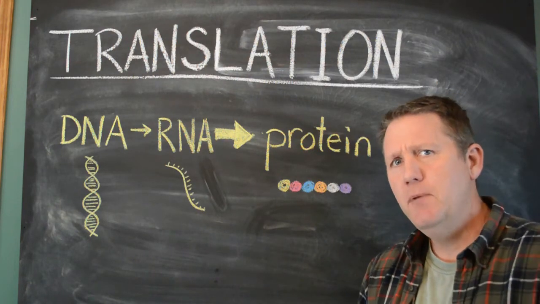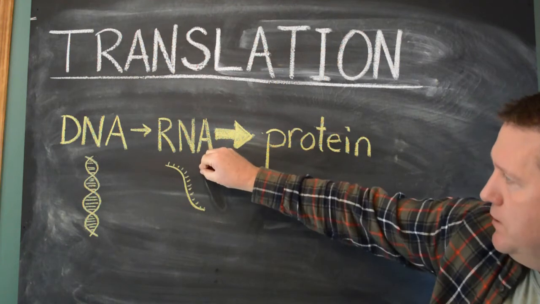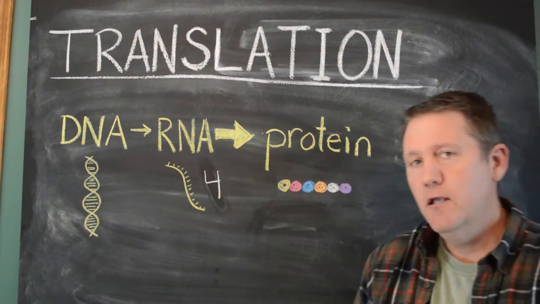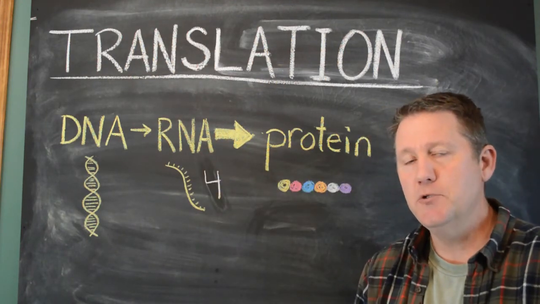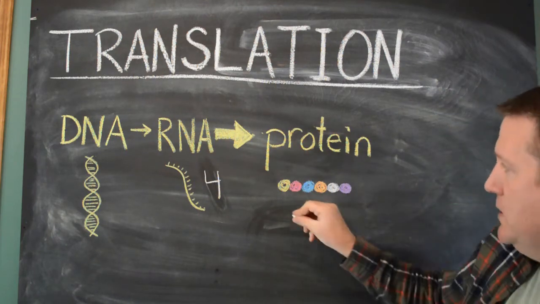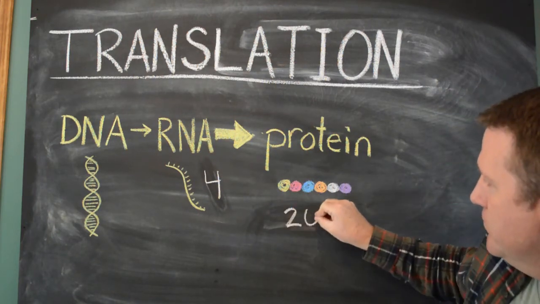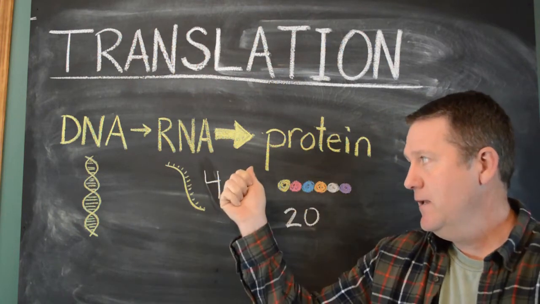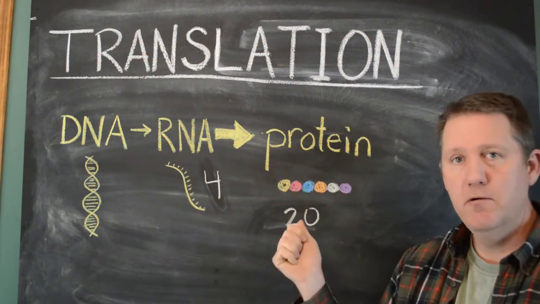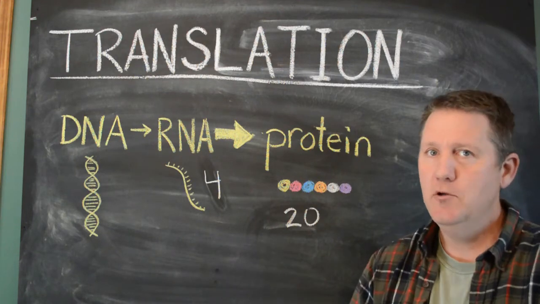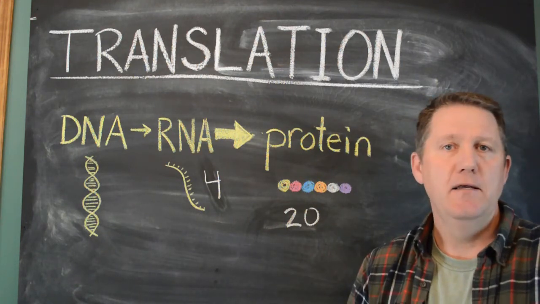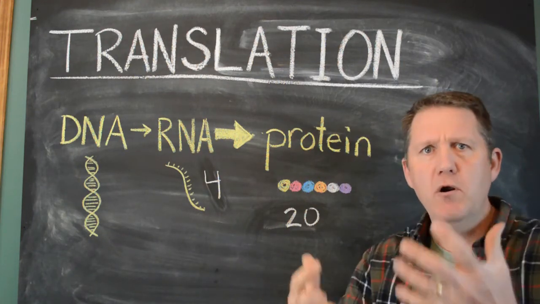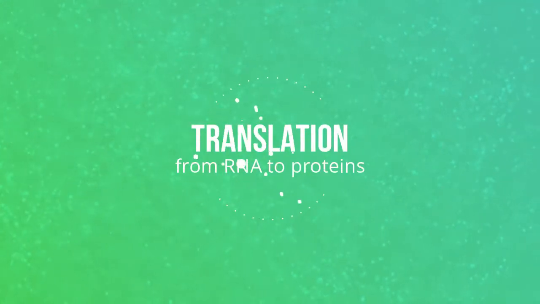But this one, the big trick is, RNA is written in a code of 4 different nucleotides, but now we're moving to a protein language with 20 different amino acids. So we can't just have A stand for methionine. We're going to have to do a little more than that to get this done. Plus there's just more players involved. Well, let's dive into it.